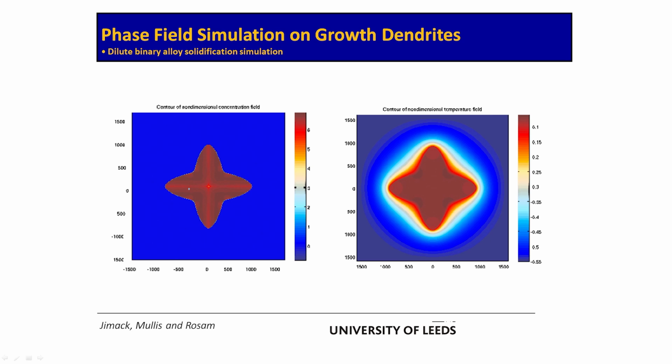This is taken from Mullis et al. from the University of Leeds, and you can see that dendrites are growing typically in the liquid, and the concentration profile across the liquid from the solid to liquid can also be tracked. So, this is a liquid composition, this is a solid composition, and around that solid there is a segregation or the ejection of the solute, that is why they are segregated and slowly decreases.